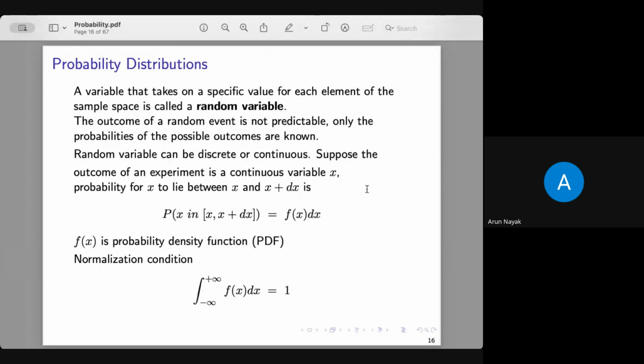Suppose we have a random variable, and the outcome of that experiment is a continuous random variable x. Then we can write the probability for x to lie between x and x plus dx, p of x in x and x plus dx, as simply f of x times dx, where f of x is called the probability density function. Since the total probability of the sample space has to be 1, the integral of this probability density function over the whole range of the sample space is 1. That gives you the normalization condition.